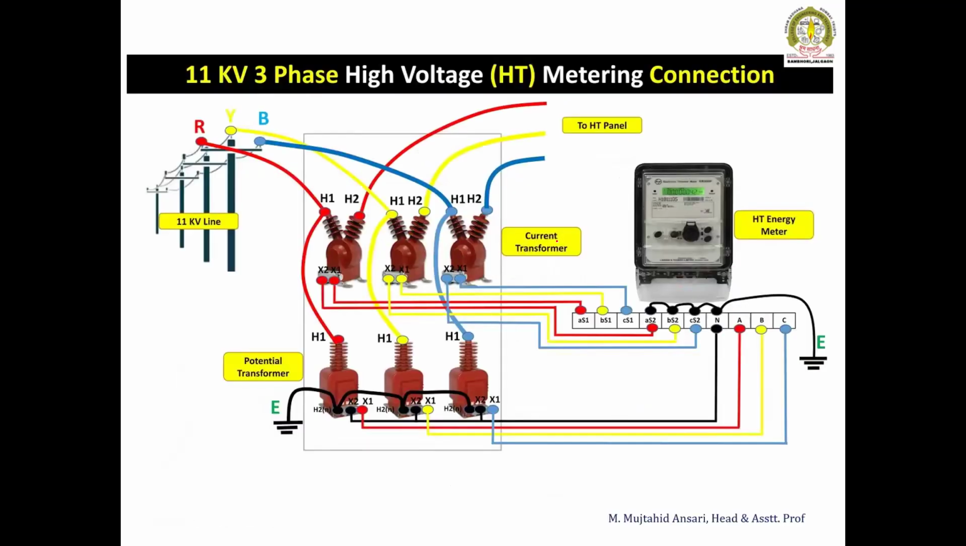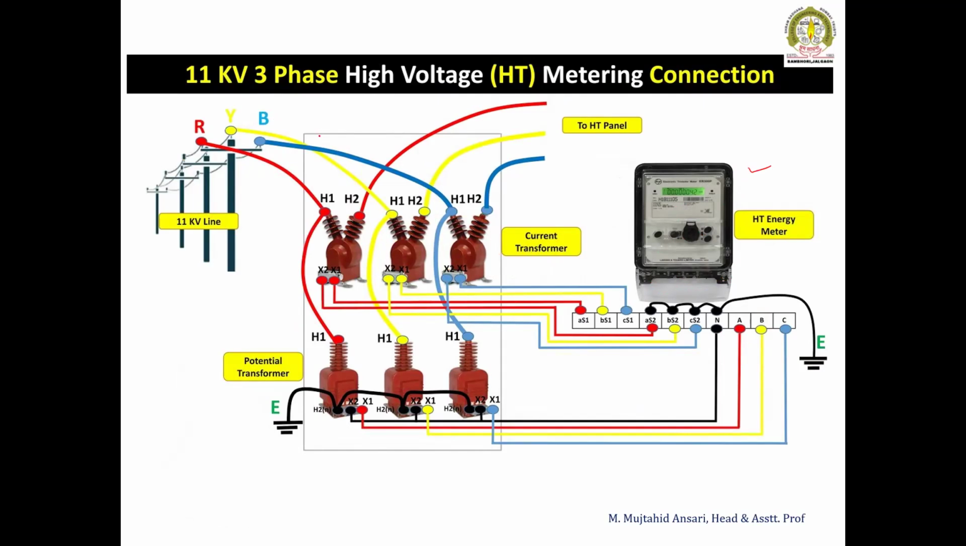Now this is one example where an 11 kV supply is there and one metering unit is connected to measure the energy. So this is the energy meter. It is called an HT energy meter, but it is connected to the low voltage side from the instrument transformers. It is the current transformer here, and this is the potential transformer.